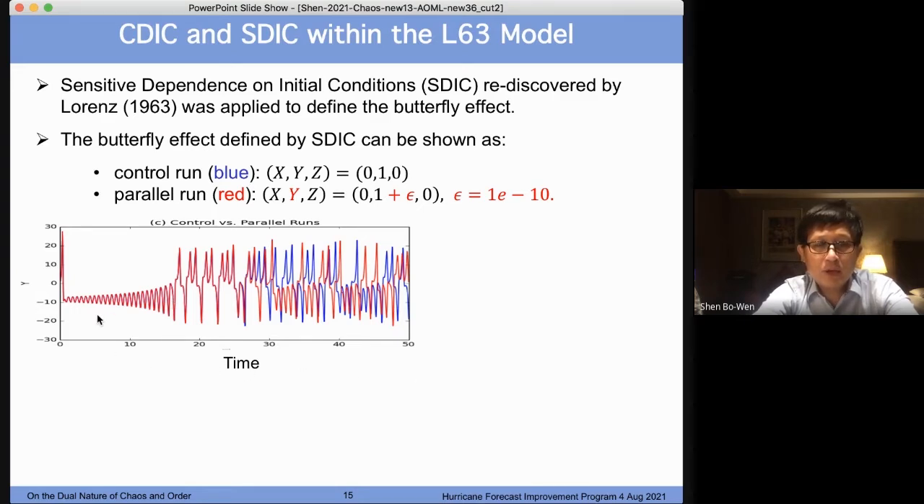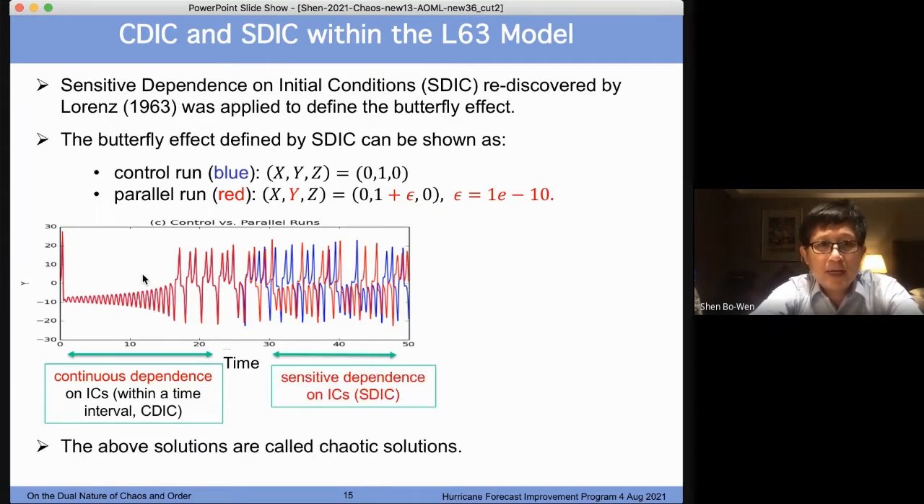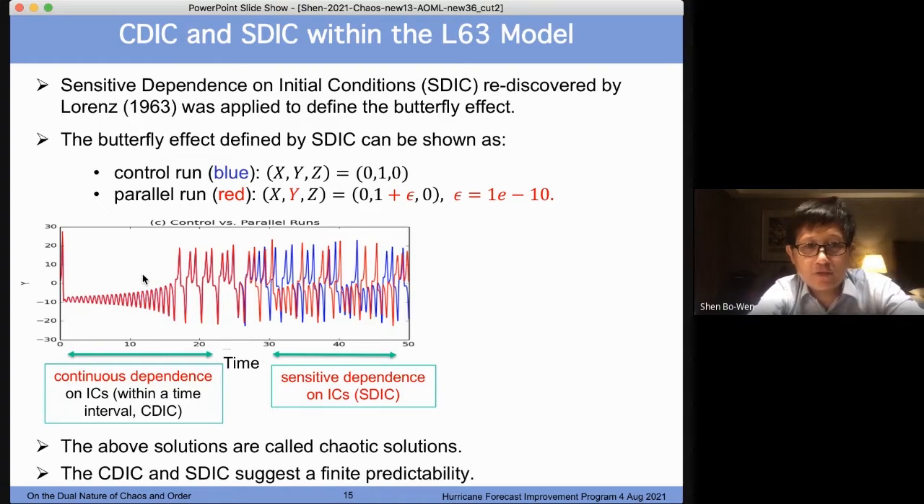Horizontal represents time, vertical represents solutions. Initially, we only see one curve in red, indicating two solutions are almost identical. This feature is called continuous dependence on initial conditions, CDIC. Later, we do observe two different curves, one in red, the other in blue. These differences are associated with the tiny perturbation in the initial condition. As a result, this feature is called sensitive dependence on initial conditions, SDIC. The solutions are called chaotic solutions. A combined CDIC and SDIC suggests finite predictability. Simply speaking, predictability is determined before the onset of SDIC.